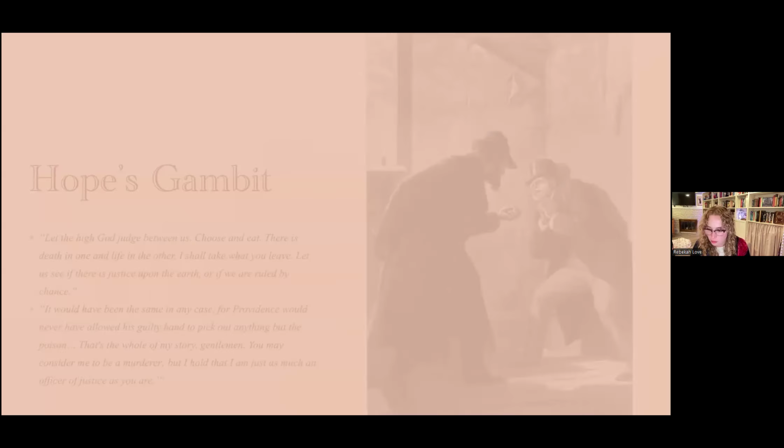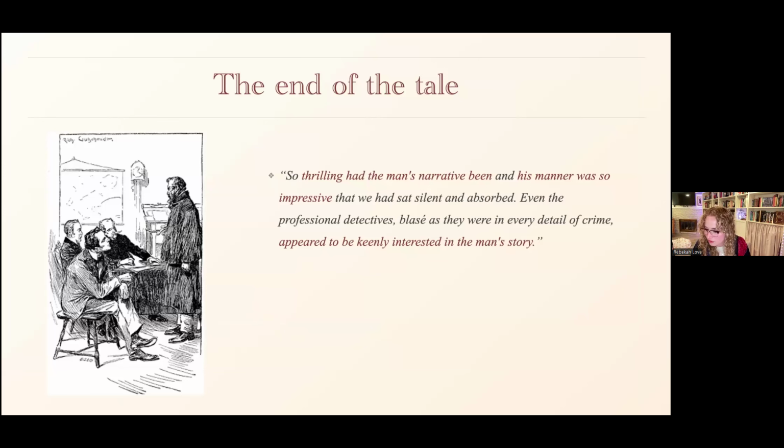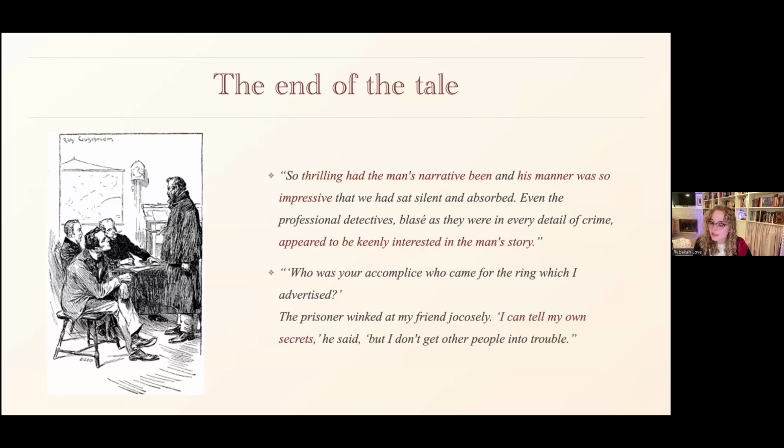As Hope finishes his story, Watson notes that Hope's narrative and his style of telling it had been so compelling that they had all been completely absorbed in what he had to say. Holmes asks who it was that came to collect the ring on Hope's behalf, and Hope winks and says that while he'll tell his own secrets, he won't betray his friend.